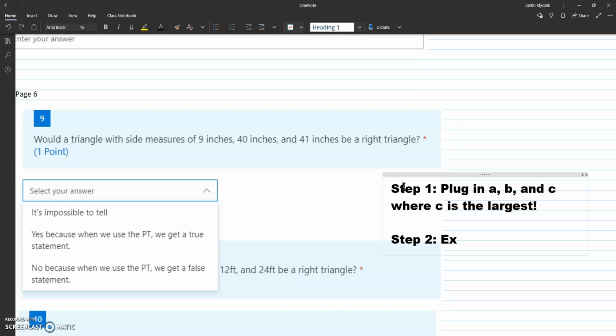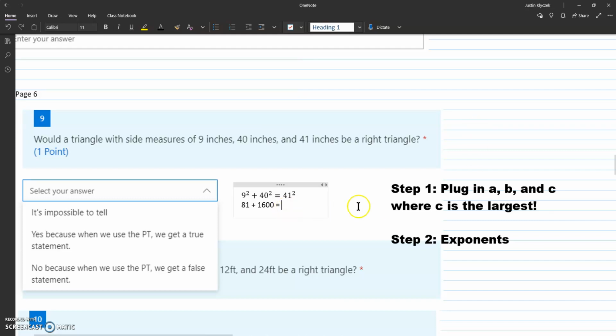Step 2, we're still going to do the exponents. In fact, let me go over here and write side by side. So we've got 9 squared plus 40 squared equals 41 squared. And now we're going to do the exponents. So you might want a calculator, but 9 squared, that's 81. And then 40 squared, that's going to be 1600. And 41 squared is going to be 1681.